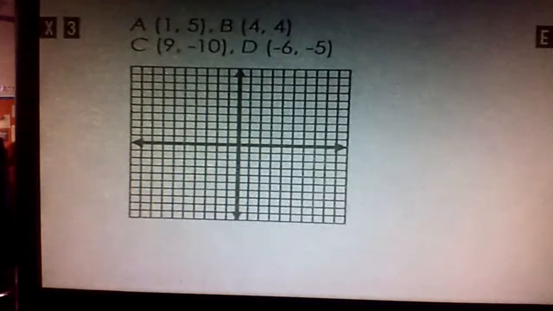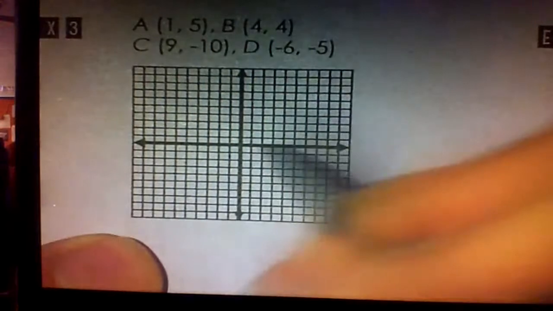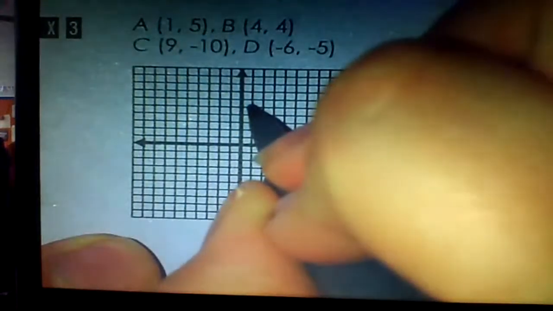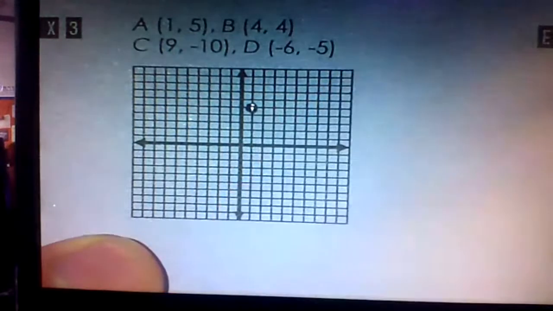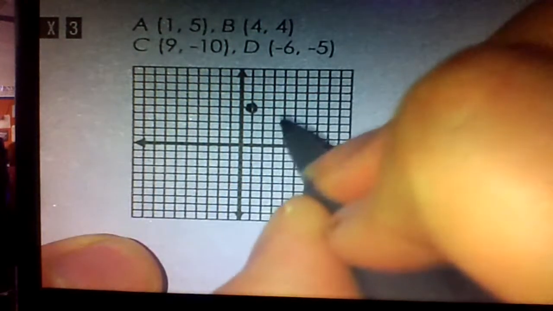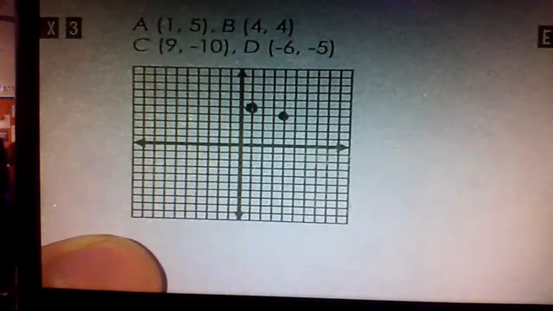In this one, they want us to graph it and figure out if they're parallel or not. So the line AB is 1, 2, 3, 4, 5, and 1, 2, 3, 4. So there's your first line.